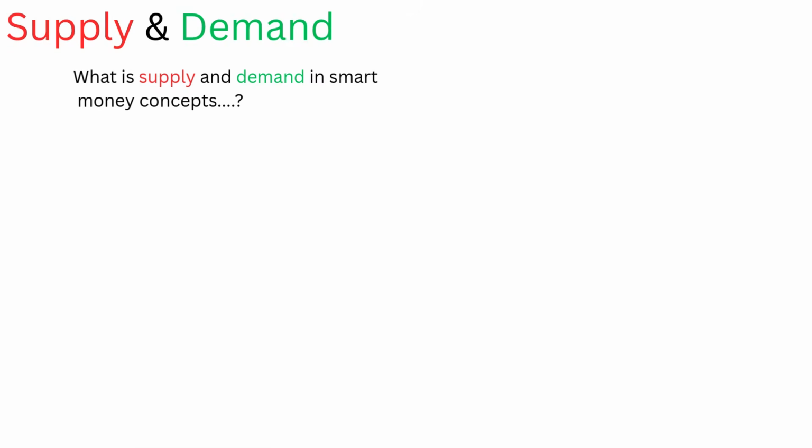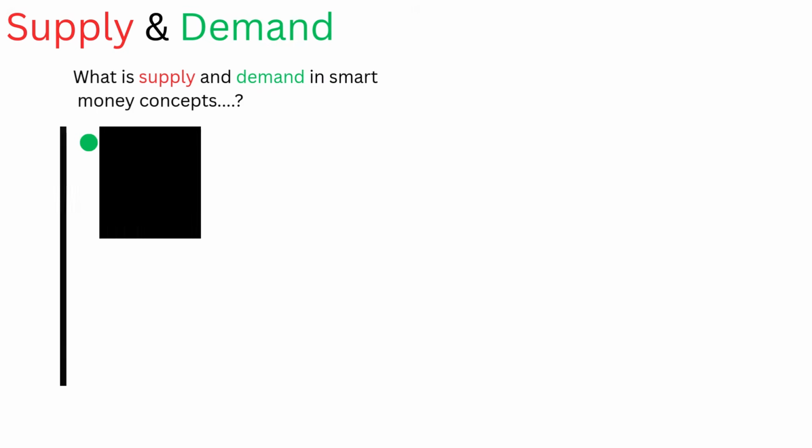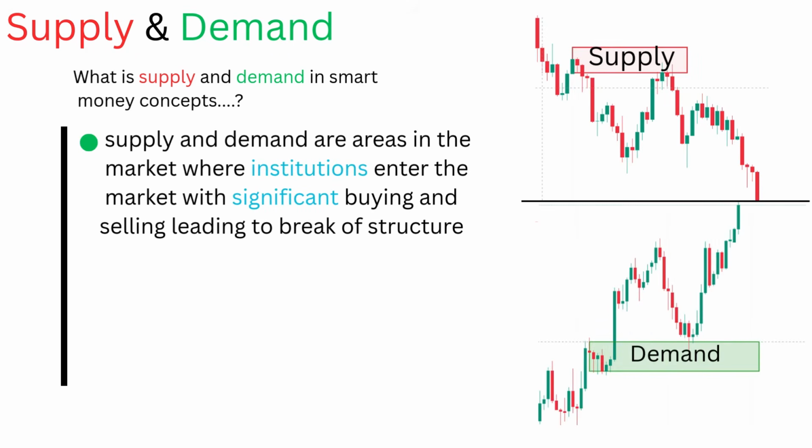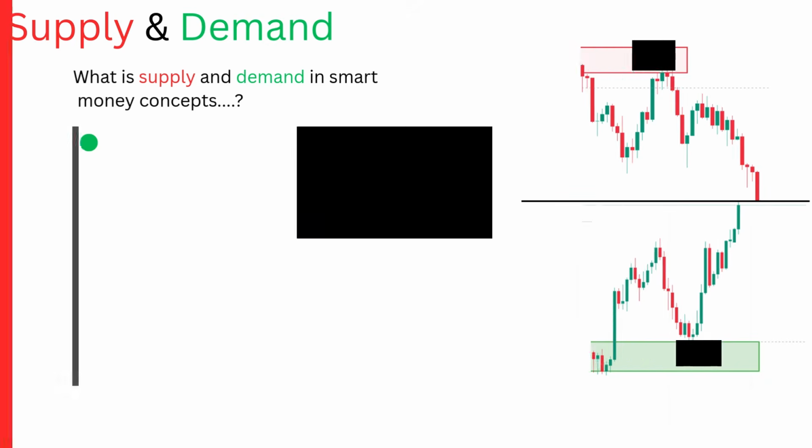Let's get into it. So what is supply and demand in smart money concepts? Supply and demand are areas in the market where institutions enter with significant buying and selling, leading to a break of structure. However, not every significant price movement originates from supply or demand zones. Therefore, after years of trading and back-testing multiple pairs, the following are the conditions which validate and make an area a key supply and demand zone.